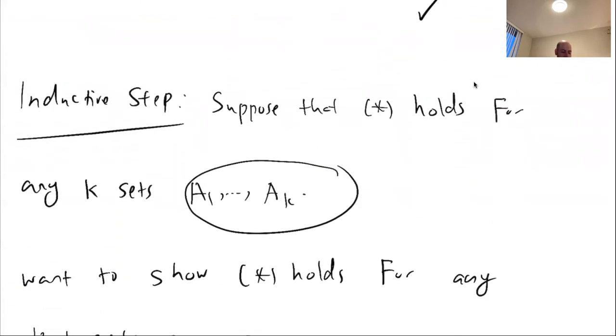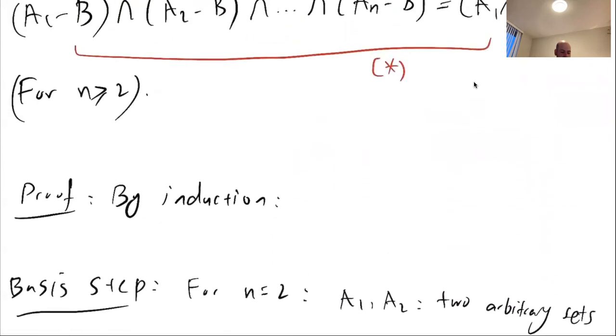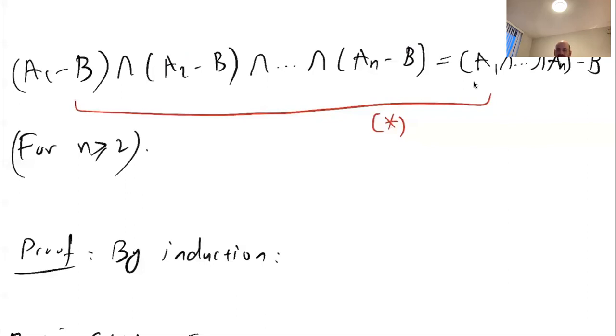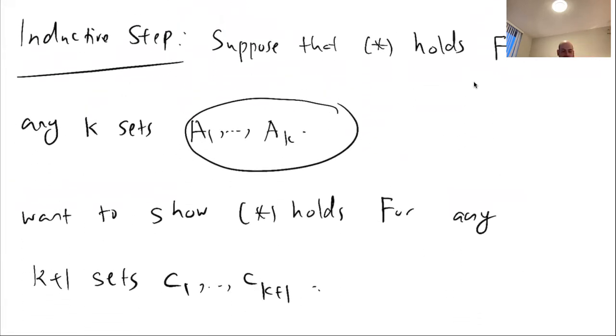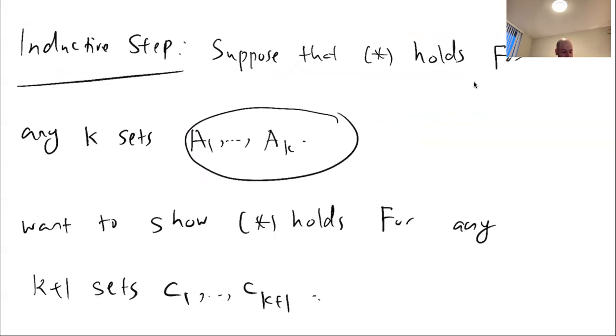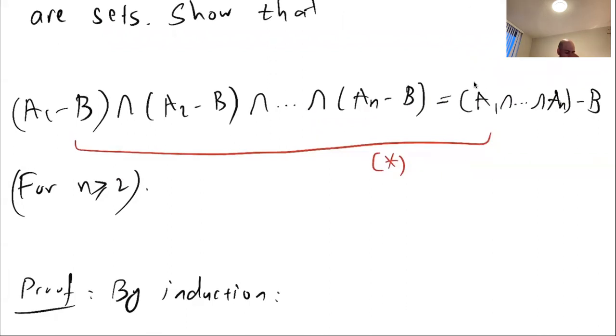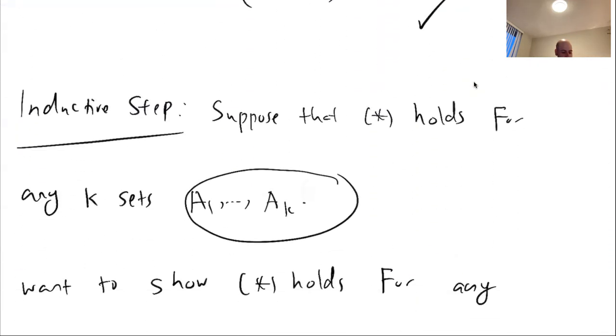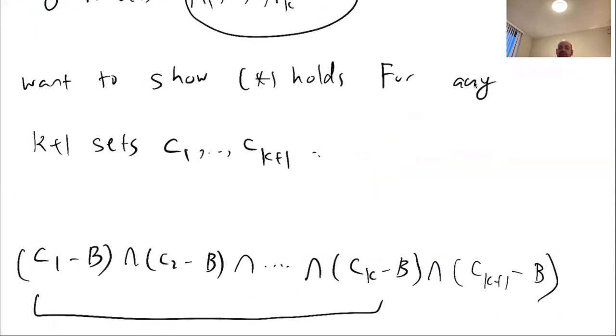And then in the inductive step, we have to assume that the same equality holds for k arbitrary sets, and then show that it holds for k plus 1 arbitrary sets. So again, the induction hypothesis is on the number of sets. How many sets do I have? Well, in the induction hypothesis, I assume that I have k sets. Any k sets that I consider, like A1 to Ak, then this equality holds for them, meaning that A1 minus B intersection A2 minus B intersection all the way to Ak minus B is the same as A1 intersection to Ak minus B. And then I want to show that the same equality holds for any k plus 1 sets.